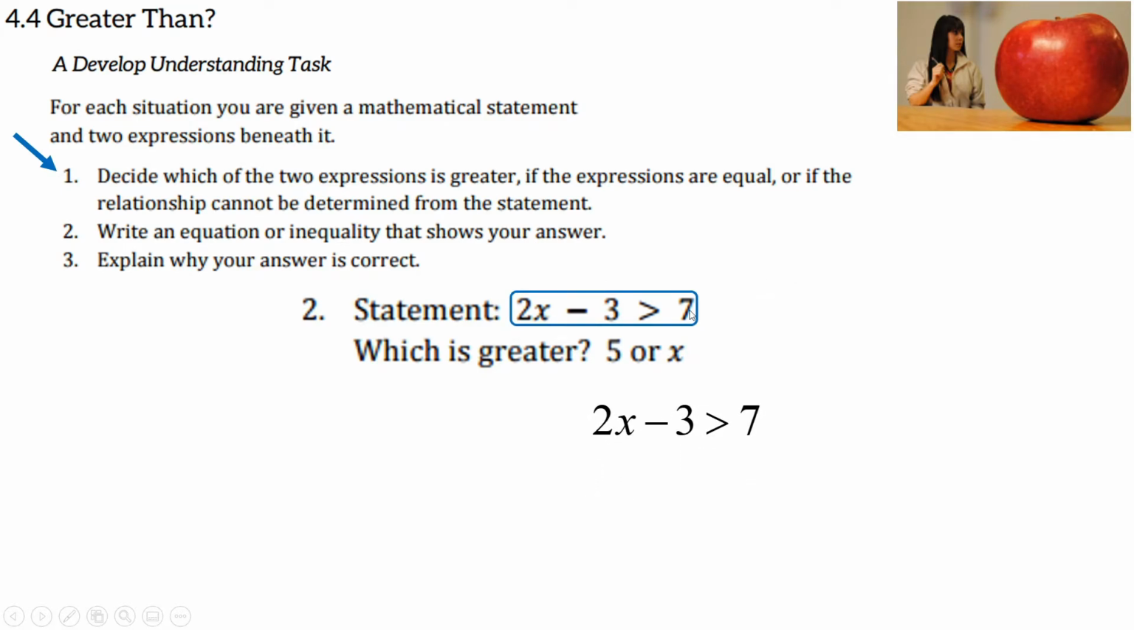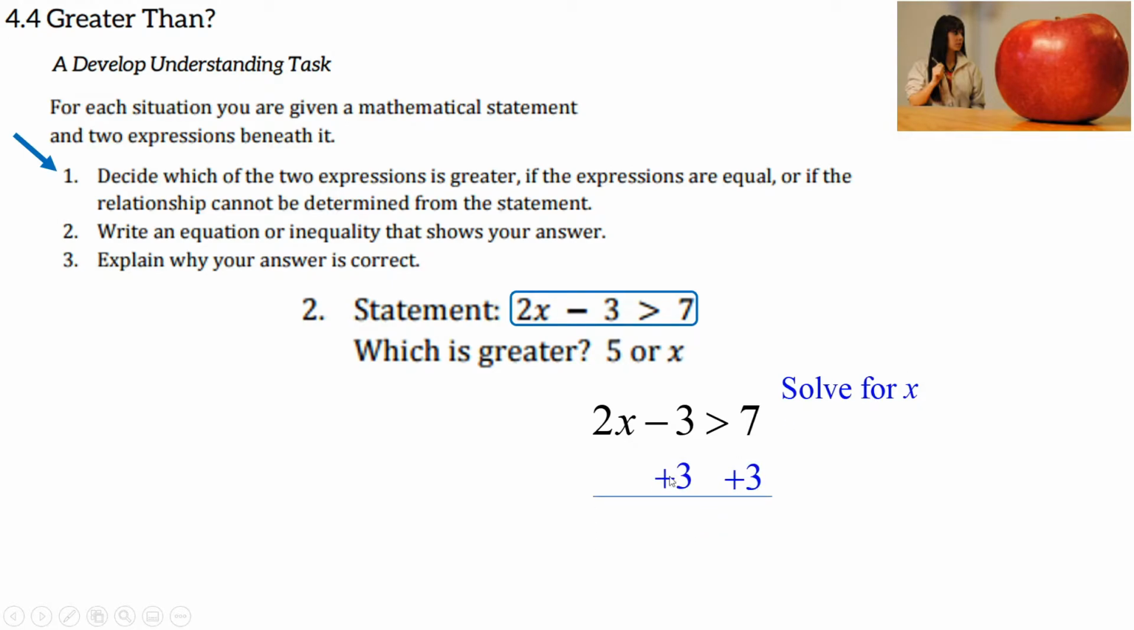So 2x minus 3 is greater than 7. Now you guys are really good at solving equations. Let's get really good at solving inequalities. So the first thing we need to get rid of is the minus 3. And the inverse of subtracting 3 is adding 3.